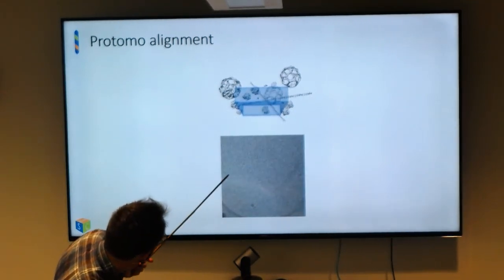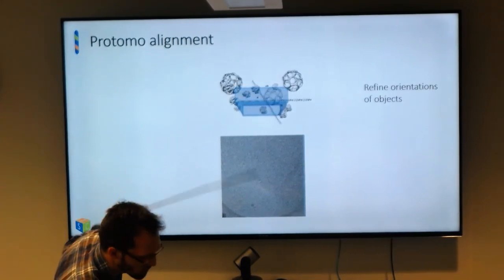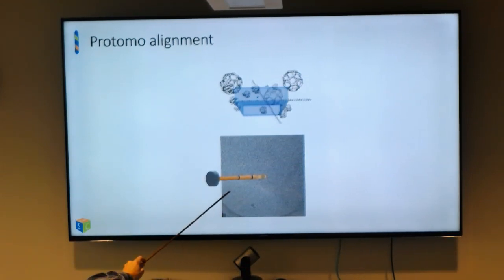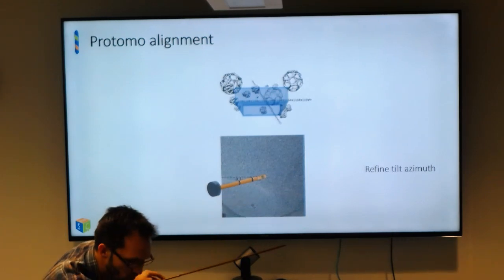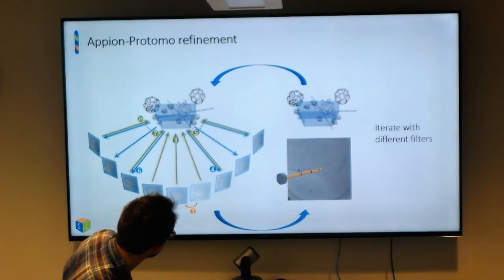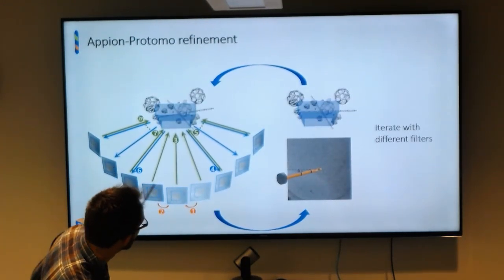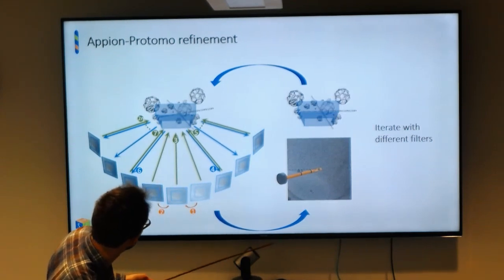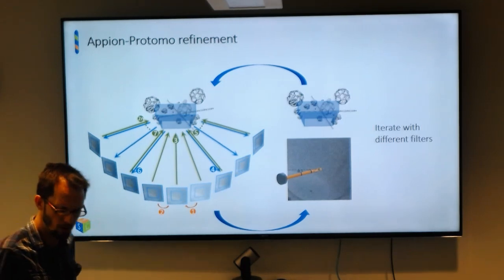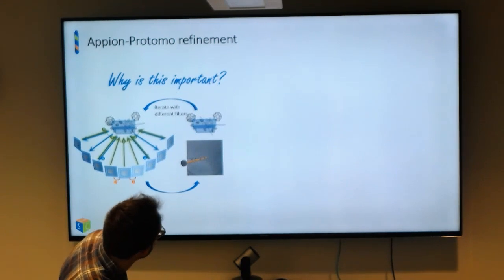And after every iteration, Per-Tomo tries to reorient your objects in that 3D box to maximize the signal, and it tries to refine the tilt azimuth, wherever your real tilt axis is. So it keeps track of all these geometric parameters except for the tilt angle. It doesn't refine that tilt angle. So you iteratively do all of this, and if you have enough signal back here, then you can align almost anything with this method.